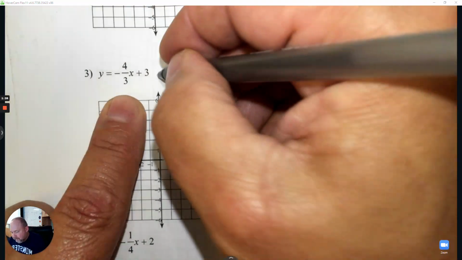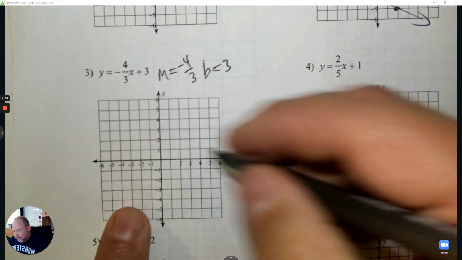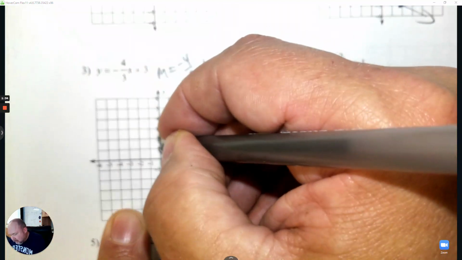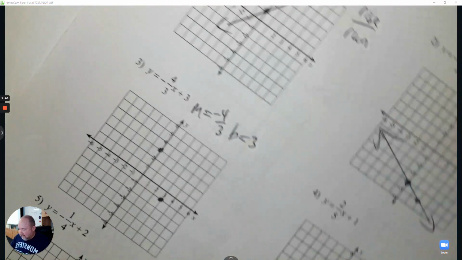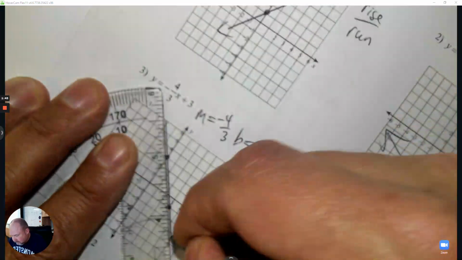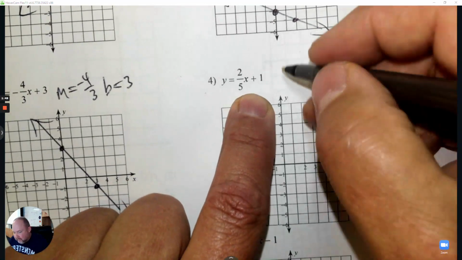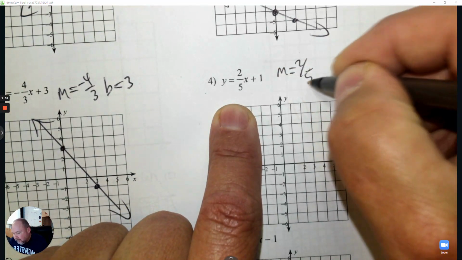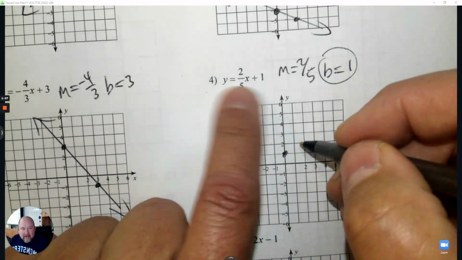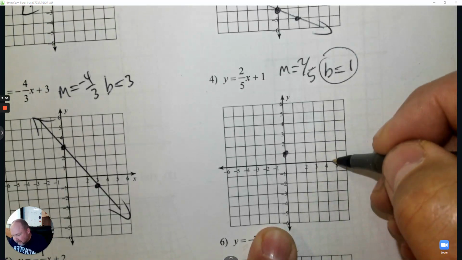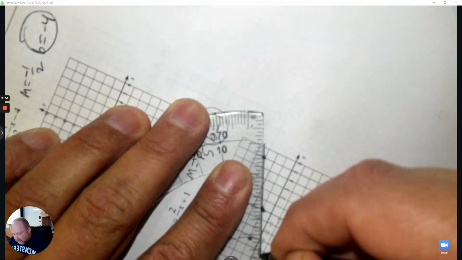Number 3, we have the slope, the y-intercept, and we graph. So the y-intercept's at 3, and then I go down 4 and to the right 3, and then draw my line. Number 4, the y-intercept and the slope. So the slope is 2 over 5, and the y-intercept's 1. We start at the y-intercept, and then I go up 2 over 5. Put down the second point, draw a line using those 2 points, and we're good.